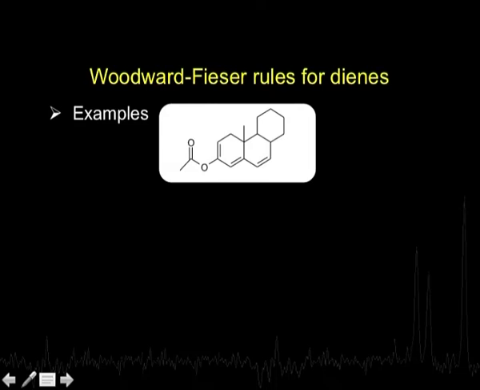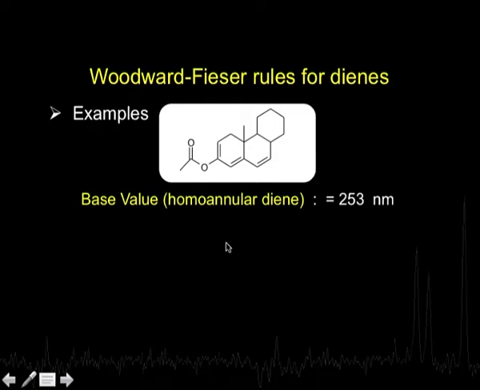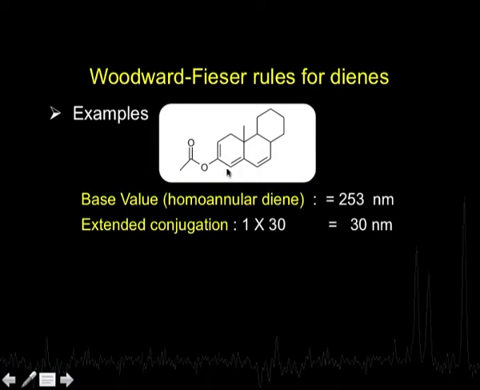Now, in this case, there are possibilities of two base values here. If I look at this as my chromophore, this is heteroannular. If I look at this one, this happens to be homoannular. So, in this case, we give precedence to the homoannular system. The base value will be 253 nanometers, and this double bond essentially will be taken as the conjugation of this basic chromophore. So, this will contribute 30 nanometers. Our basic chromophore now becomes this homoannular system and this extended conjugation here.